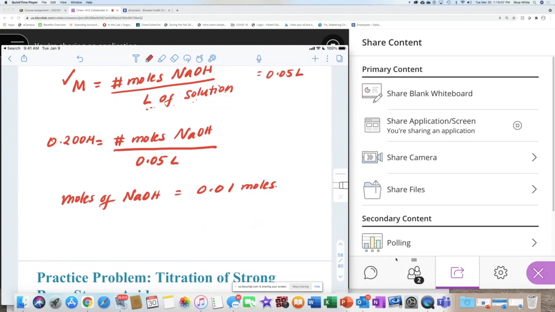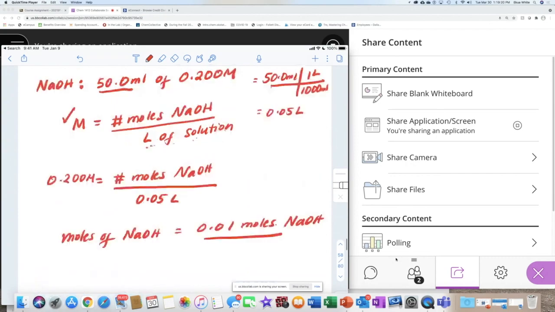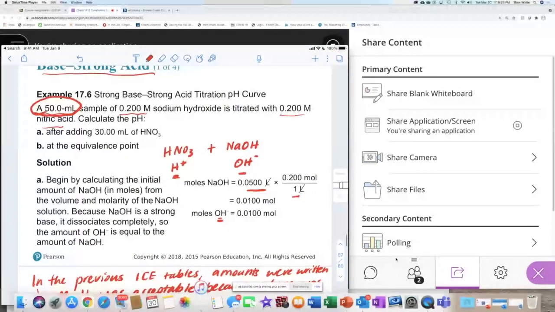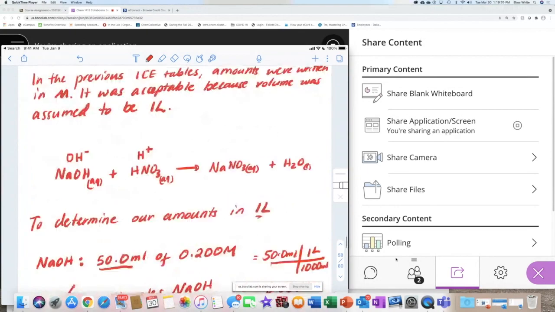So this is the moles of sodium hydroxide. The amounts that are reacting now are going to be molar amounts versus molarity amounts. It's still amounts, just a different way to get to the end. Okay, so I got this. Now I need to know in moles how much of the nitric acid I have. They gave me a volume right here, and they gave me a molarity. I'll do the same thing.